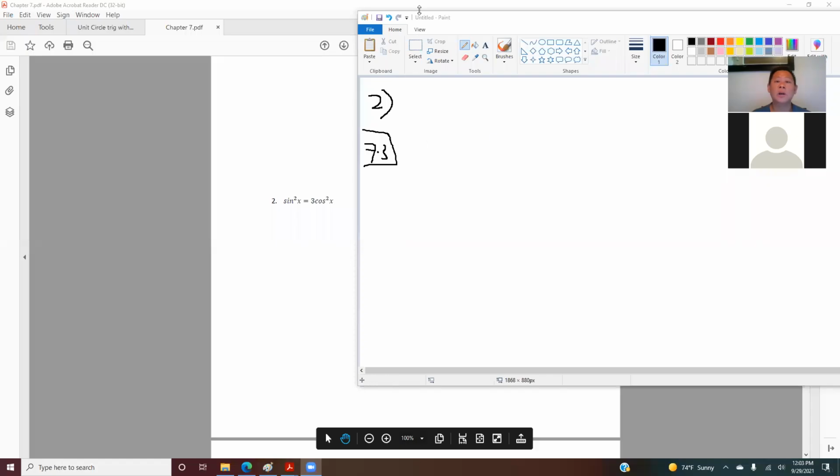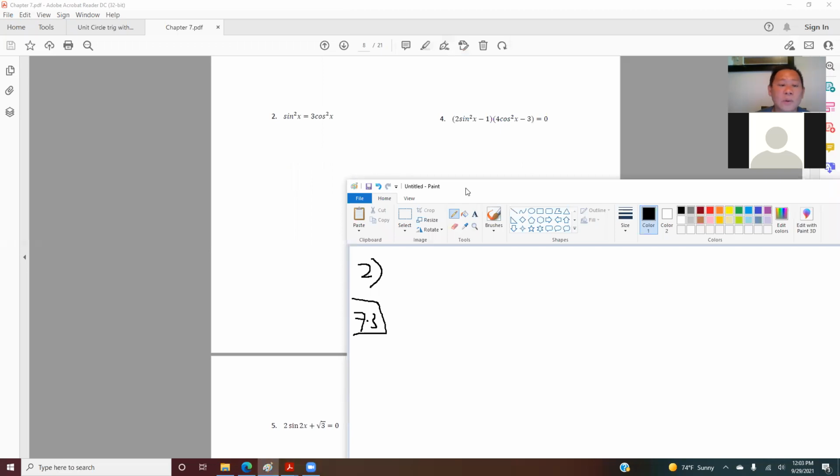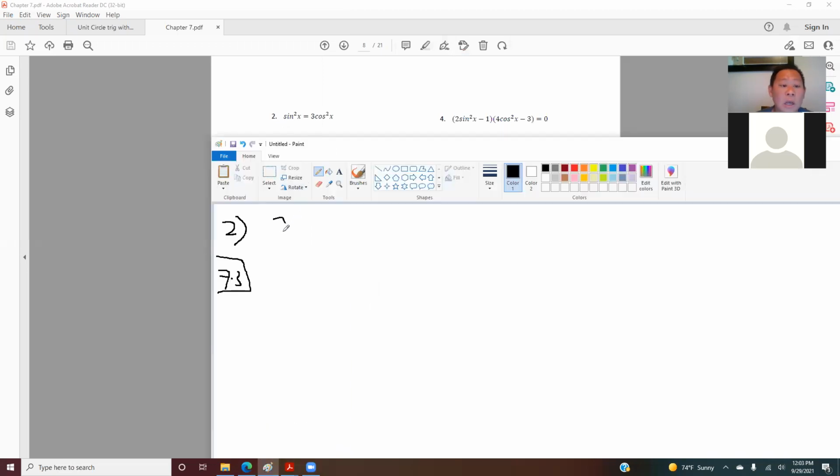So we're going to continue with 7.3. With number 2 here, question number 2 is given to us by this question: sine square 2x equals 3 cosine square x.